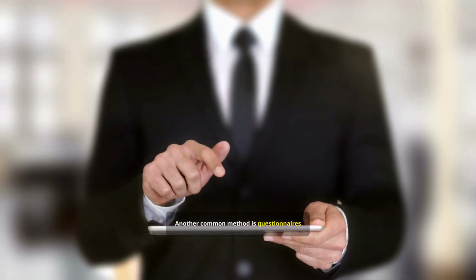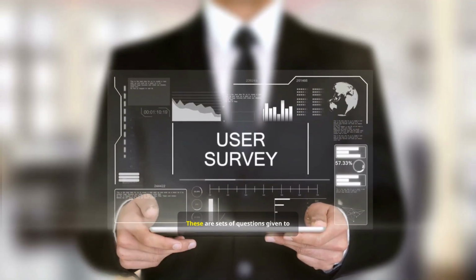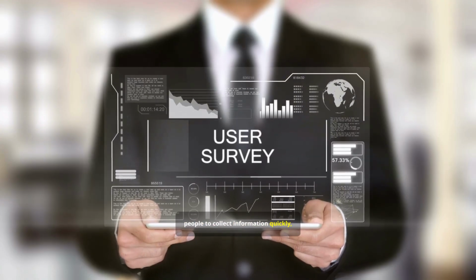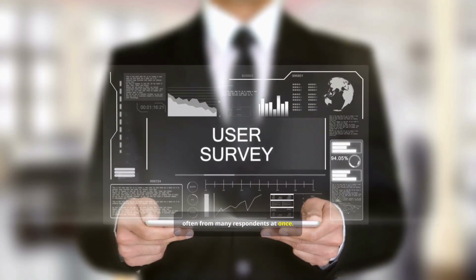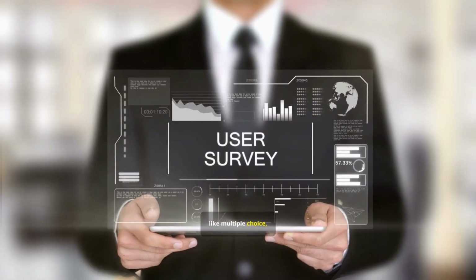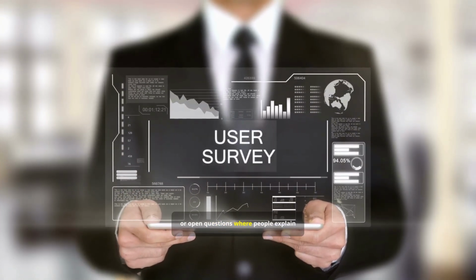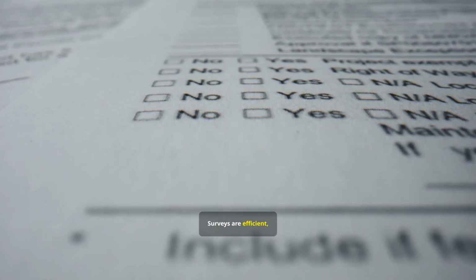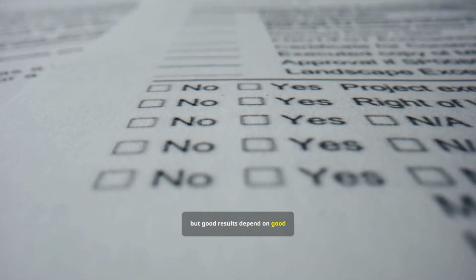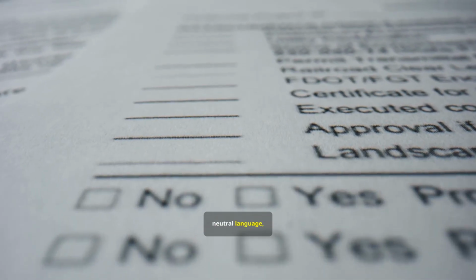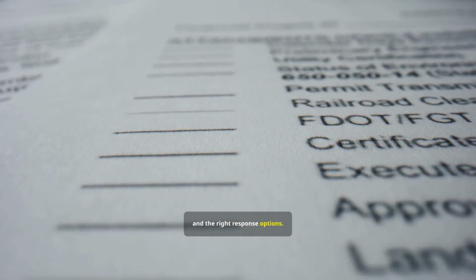Another common method is questionnaires and surveys. These are sets of questions given to people to collect information quickly, often from many respondents at once. Surveys can include closed questions like multiple choice, or open questions where people explain in their own words. Surveys are efficient, but good results depend on good question design, clear wording, neutral language, and the right response options.